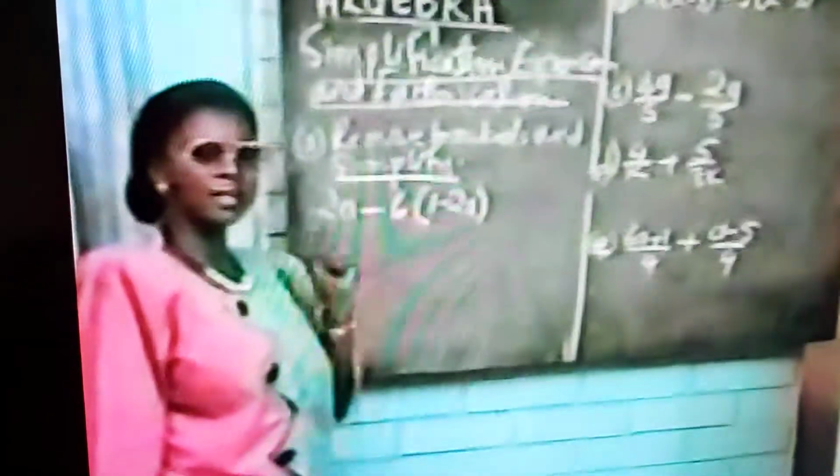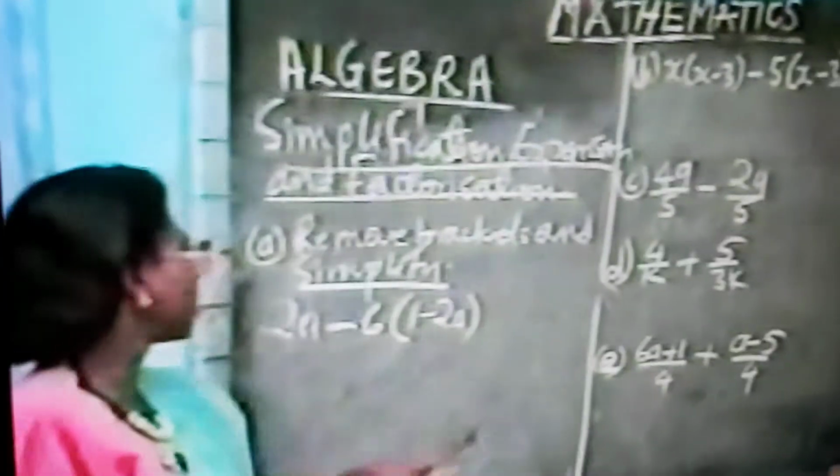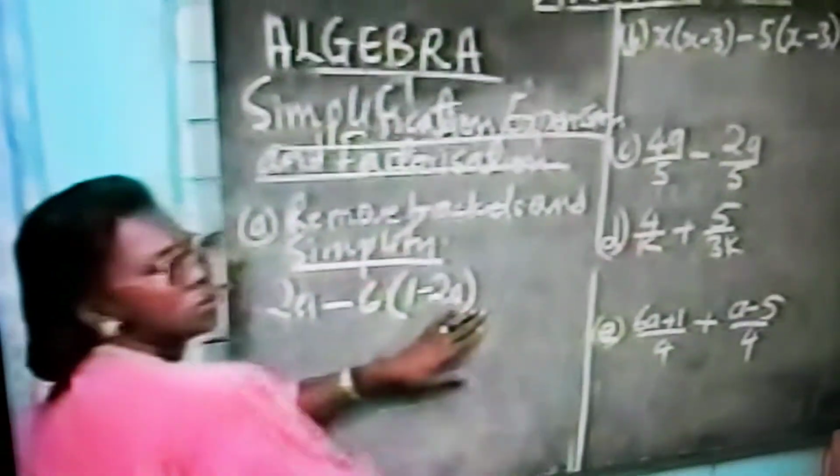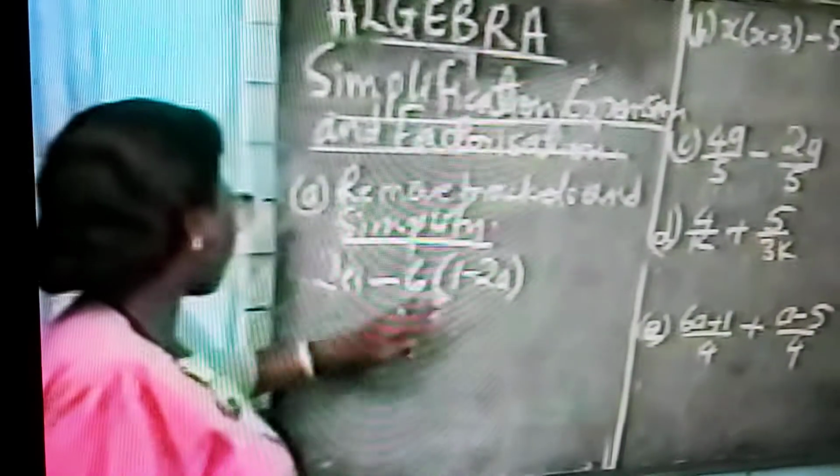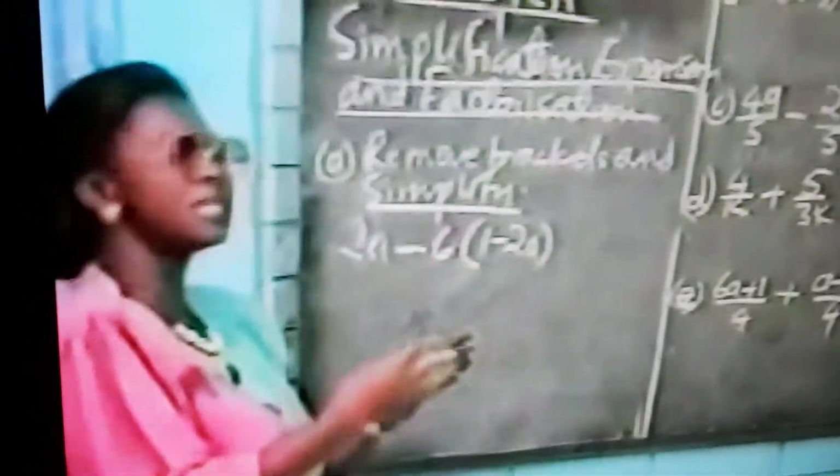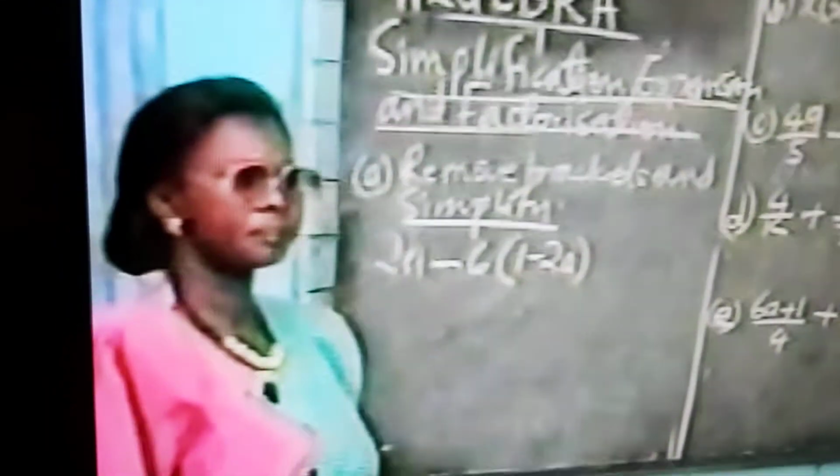You simplify an expression, you solve an equation. An expression is something like this, there is no equal to on any side. An equation will always end with equal to. So when you have a question like this, simplify means make this look neater, so to speak.